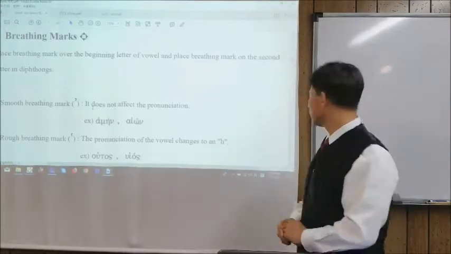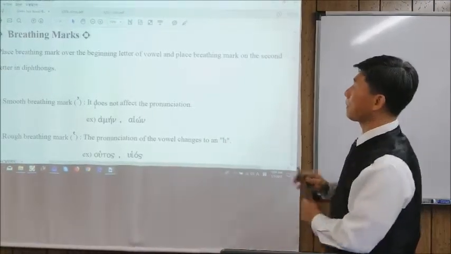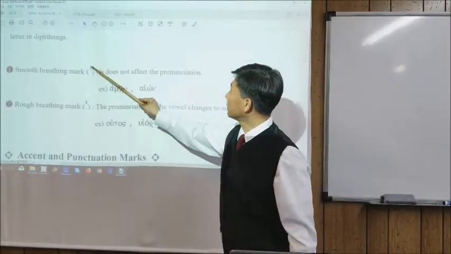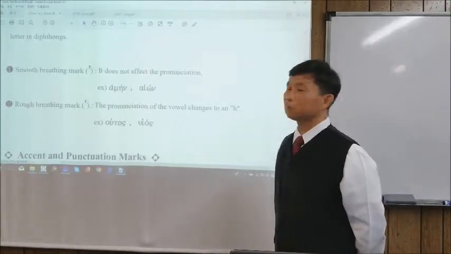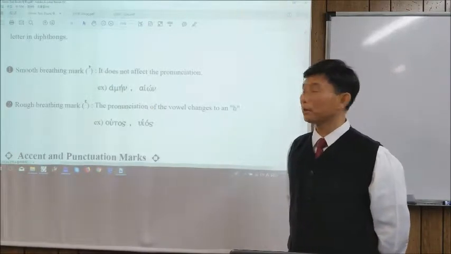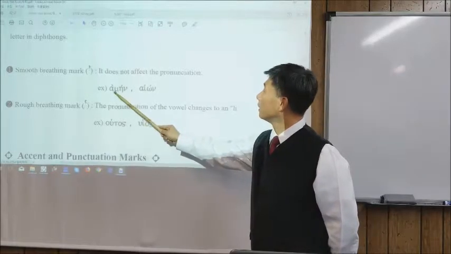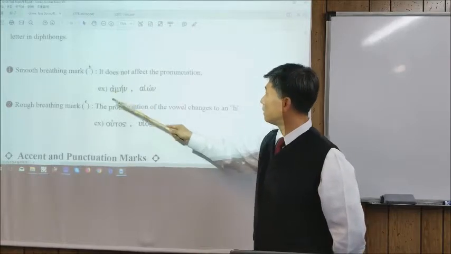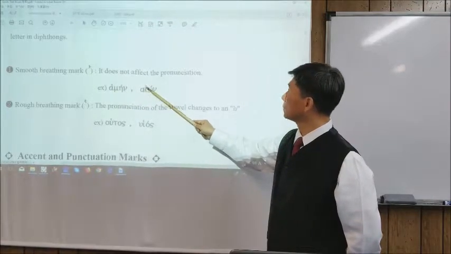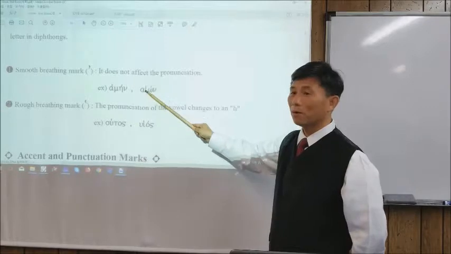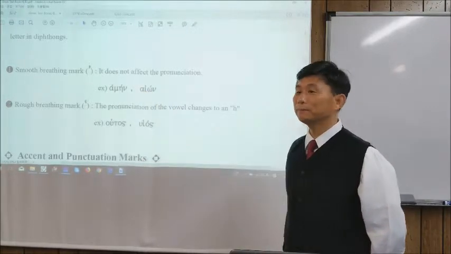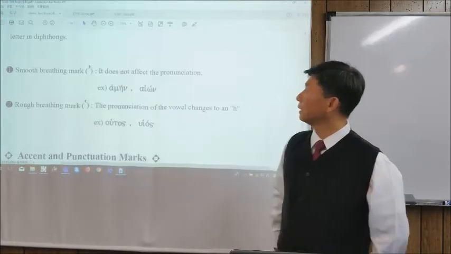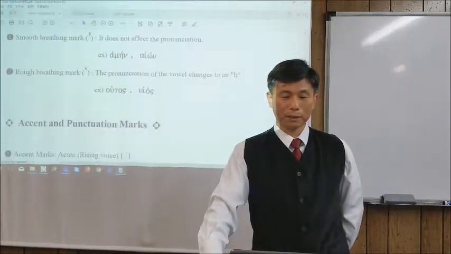We know we have two different kinds of breathing marks, right? One is the smooth breathing mark. Whenever you see a smooth breathing mark, it does not affect the pronunciation. So, amen, right? This is the smooth breathing mark above the alpha, and ion. The smooth breathing mark is on the second vowel because this is a diphthong, right? So we already finished the word study, amen and ion, and then move down to the rough breathing mark.